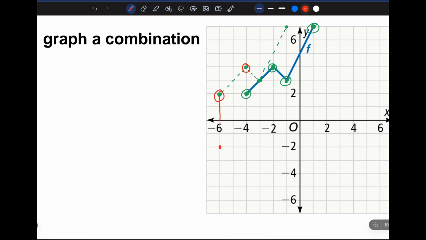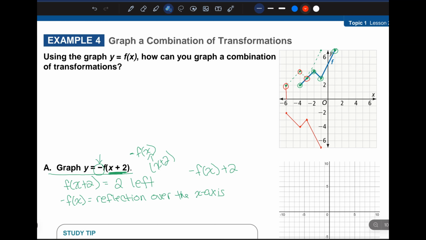And now I'm actually finished. I've done everything I need to do. So now I can connect it. And there we have it. So we moved left 2, and then we reflected over the x-axis.